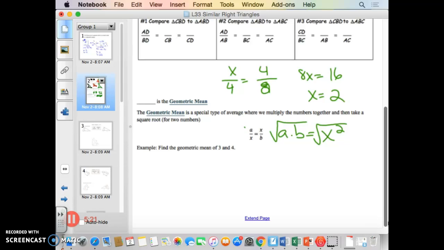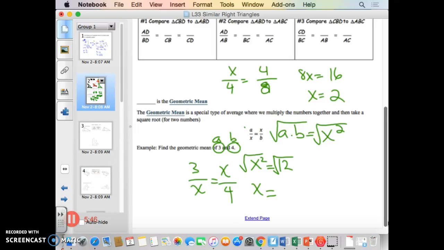Let's say we're finding the geometric mean of 3 and 4. So we'll call 3 a and call 4 b. So I'm going to set up my ratio as 3 over x equals x over 4. And then when I cross multiply, I get x squared equaling 12. Well, you could type that in the calculator. If I want to know what x is, I have to take the square root of x squared, which means I have to do the same thing on the other side to keep it balanced.